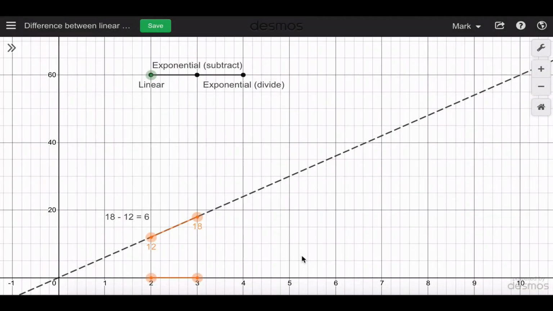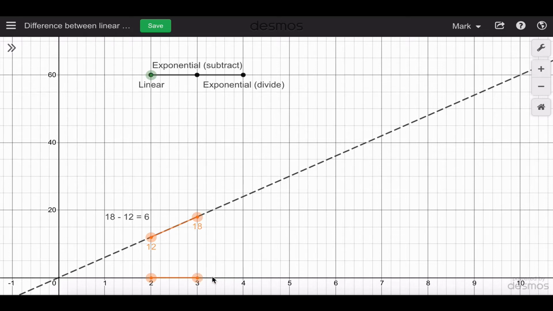What I have here is a Desmos graphing calculator that I've set up to show different types of growth. For right now, I'm not showing exponential growth. I'm actually showing linear growth. Imagine that I'm bicycling and every day I bicycle 6 miles. So after one day, I've traveled 6 miles, and after 2 days, I've traveled 12, and after 3 days, I've traveled 18, and so on. This isn't exponential growth. This is linear growth.